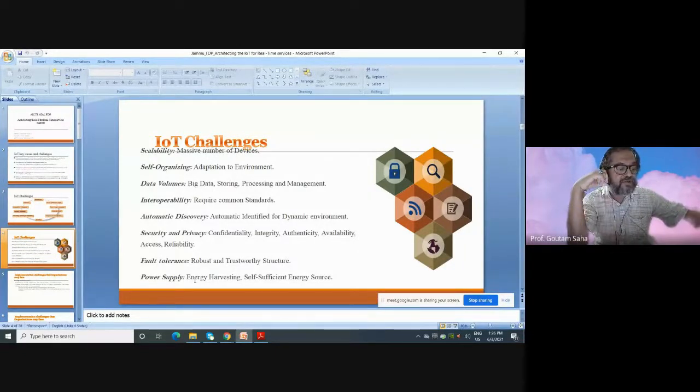How to communicate between these two? How to get the data from them? And after getting the data, you have to send some signal in their particular language. So how to do it? Interoperability is a research issue.